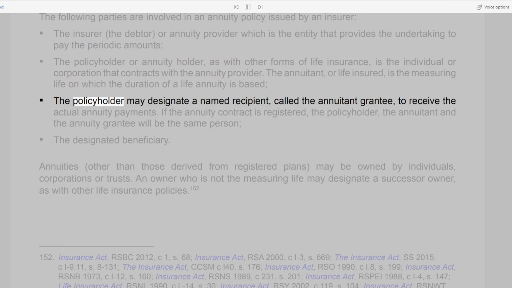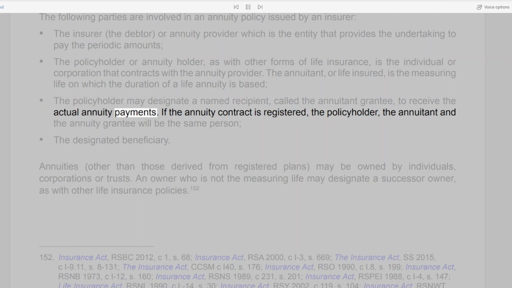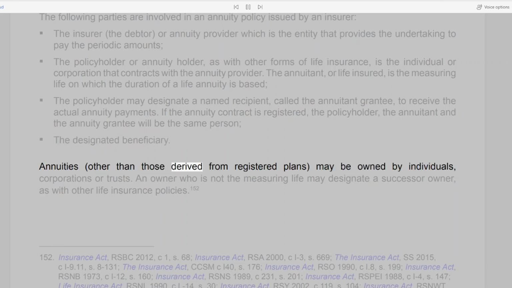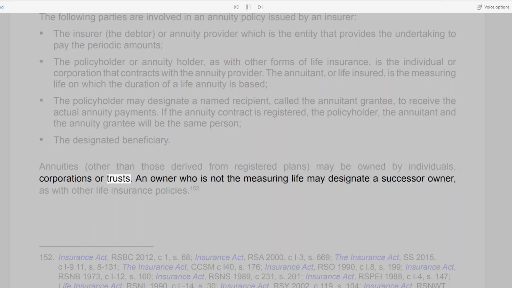The policyholder may designate a named recipient, called the annuity grantee, to receive the actual annuity payments. If the annuity contract is registered, the policyholder, the annuitant and the annuity grantee will be the same person. The designated beneficiary. Annuities, other than those derived from registered plans, may be owned by individuals, corporations or trusts. An owner who is not the measuring life may designate a successor owner, as with other life insurance policies.